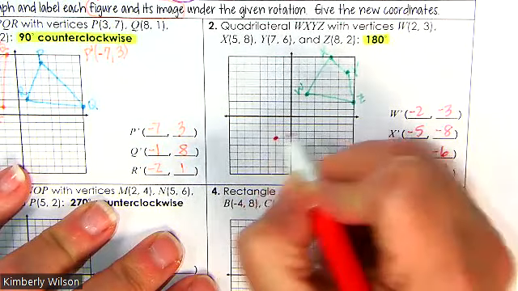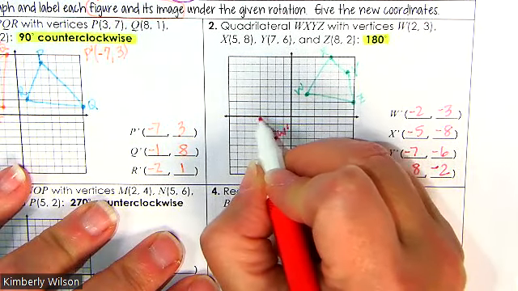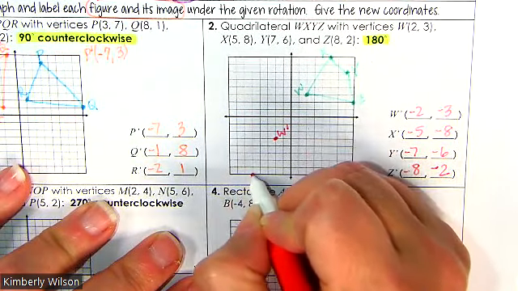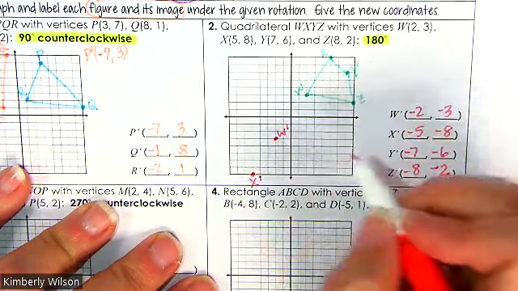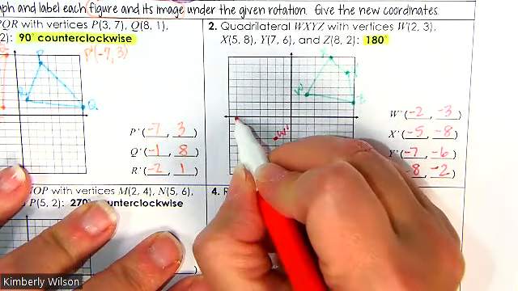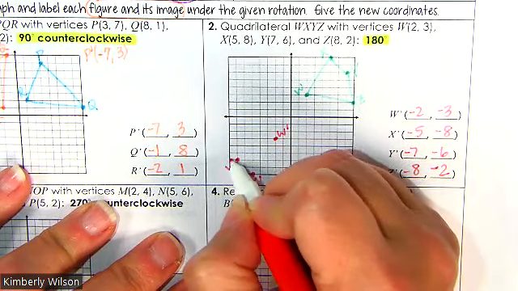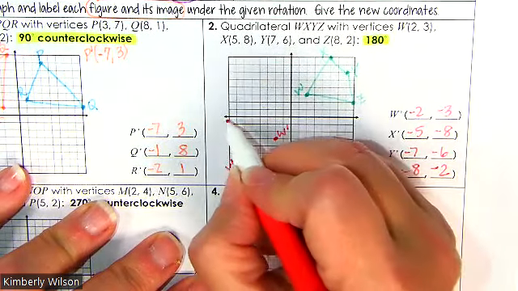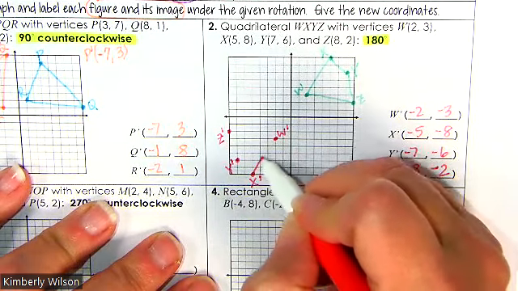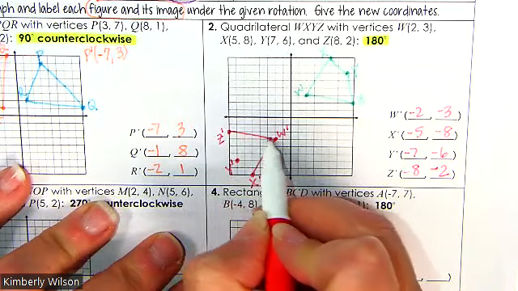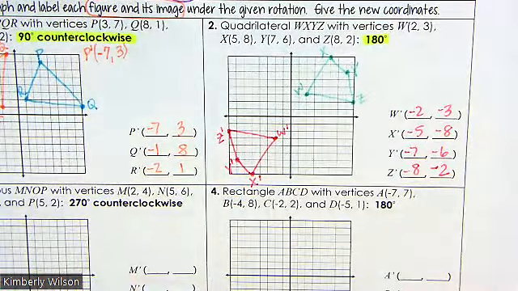-2, -3. W prime, X is -5, -8. X prime. Y is -7, -6. Y prime. And then Z is -8, -2. And now we play connect the dots. And there's our 2 shapes.